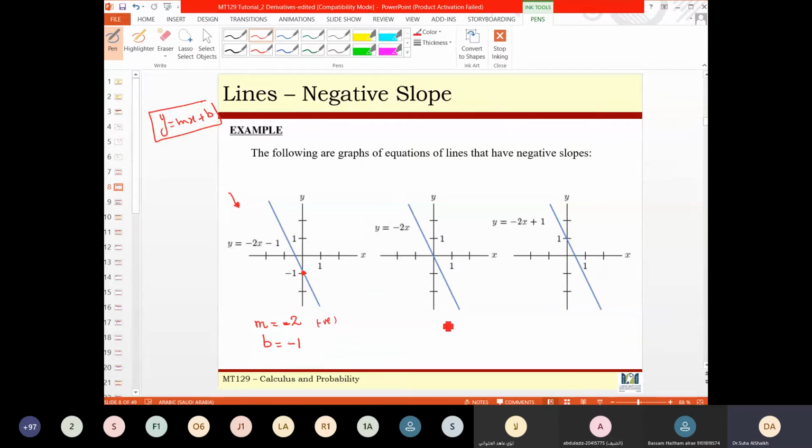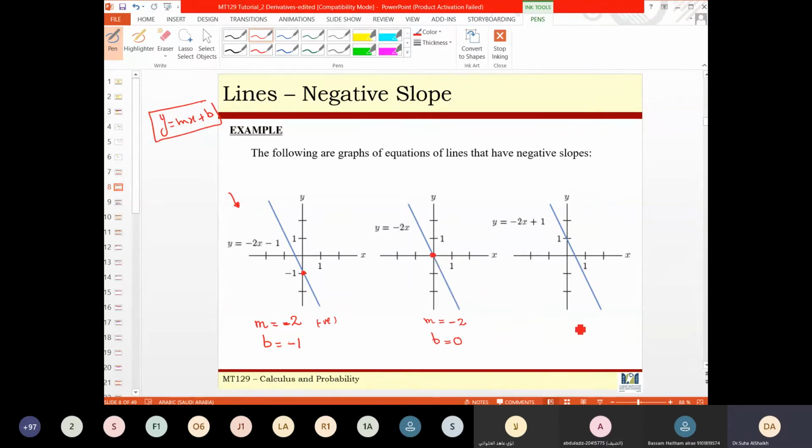Check the other line, line 2. What's the m? What's the m here? It's -2, yeah. And what's the b? It's 0. That means I'm cutting the y at 0. I'm cutting the y at the 0.